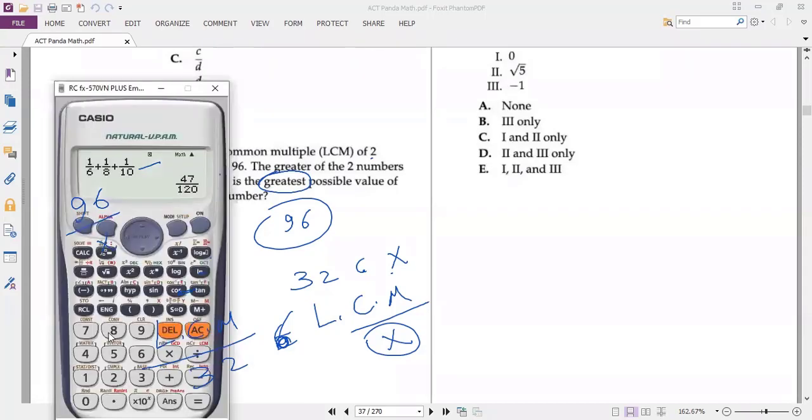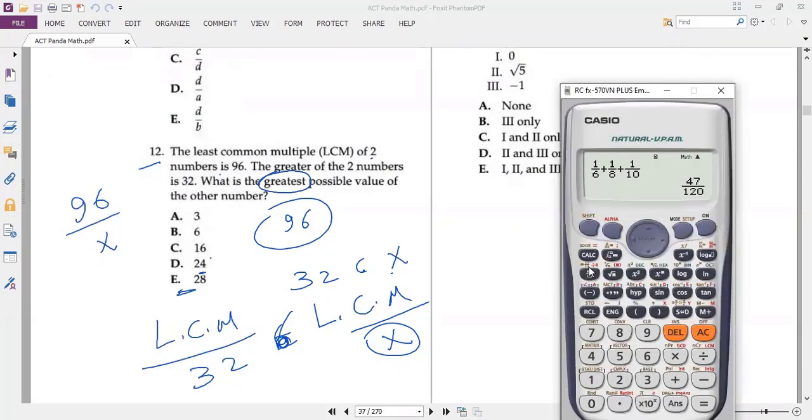This is the idea. So first of all, we check 96 divided by 28, cannot. Okay, just change my start, make it 24. Yes, but 16 can work as well. 3 can work as well, but this is the biggest one. The greatest possible value can be the LCM, 96, which is the LCM for it and for 32 as a common.